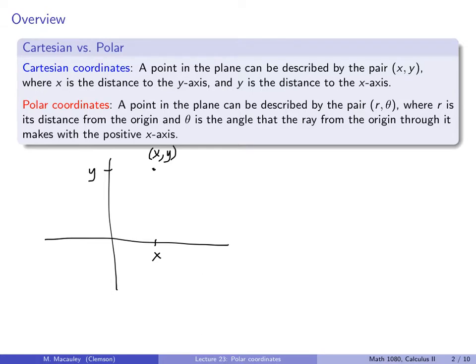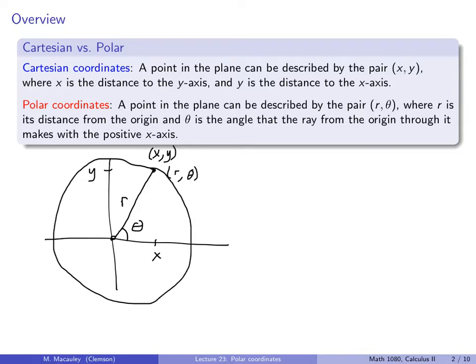What we're going to do now in polar coordinates is connect this point to the origin, measure the distance, and say that that's distance r. And then we're going to measure the angle that this makes with the x-axis and call that theta. And we're going to describe this point using the pair r theta. The motivation for calling this r is that you can think of this as the radius of this circle, a little r.